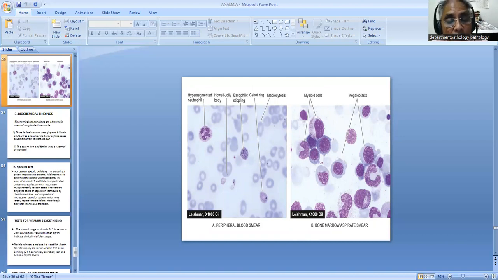What will you find in a peripheral smear? You will find hypersegmented neutrophils, Howell-Jolly bodies, that is, intracellular remnants of granules, basophilic stippling. You may find Cabot rings and macrocytosis. While in the bone marrow picture, you will find megaloblasts, which are very typical, with a large rounded oval nucleus with sieve-like chromatin pattern, open chromatin.